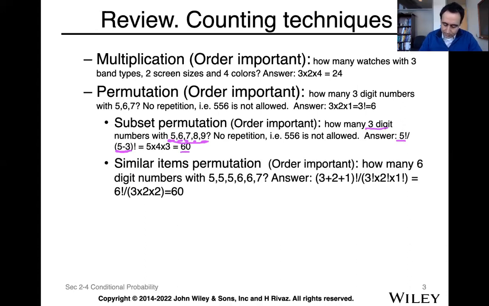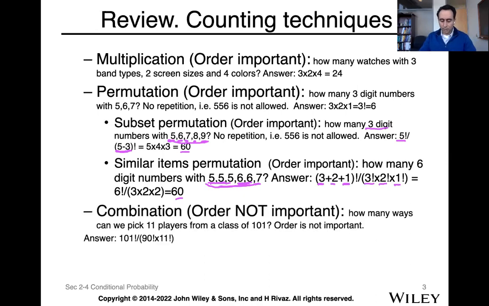And then we covered similar item permutation. So here we have 3 5s, 2 6s, and 1 7, right? And we want to count how many permutations we have. So the answer is, we basically count how many numbers we have here. So we have 3 5s, so 3, 2 6s plus 2, and 1 7 plus 1, factorial, divided by each one of those individually factorial, right? And the answer will be 60 in this case.